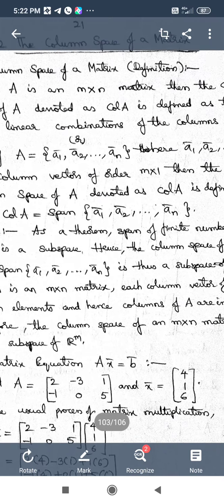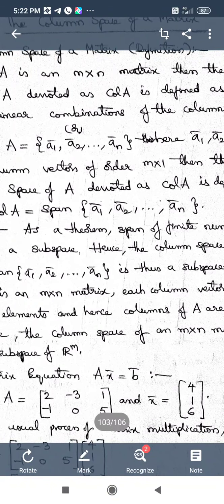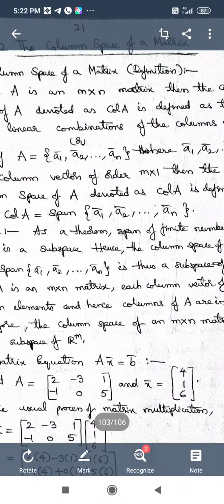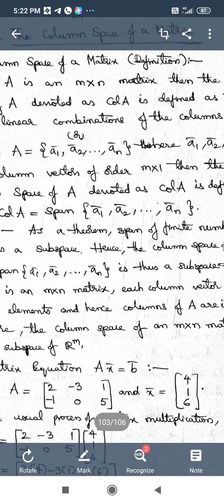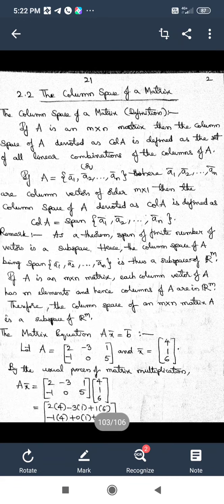Now we can define the column space of A, which is written COL A in this form also. In this form, COL A is taken as equal to the span of the set of a1 bar, a2 bar, so on, an bar. So this is the definition of the column space of a matrix.